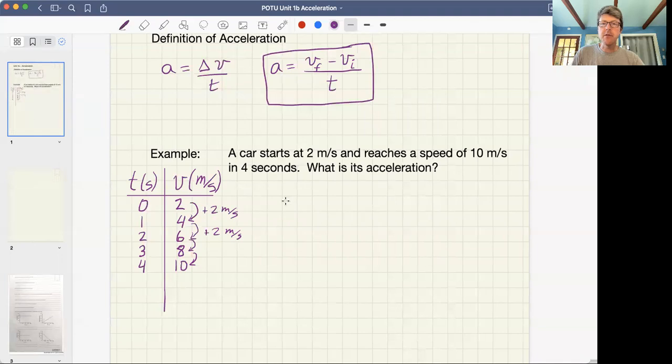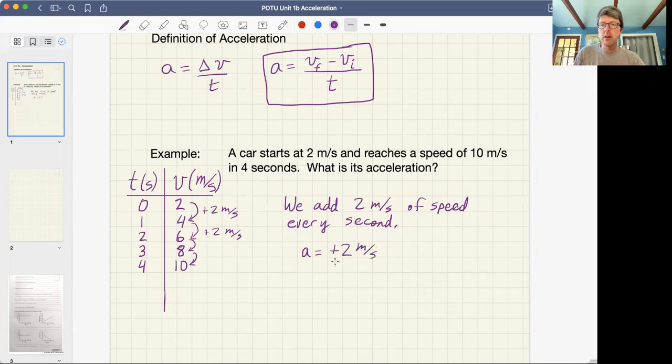So I'm going to write that a slightly different way. We add 2 meters per second of speed every second. So what that really boils down to is that the acceleration is plus 2 meters per second. So we add 2 meters per second every second. So that's 2 meters per second per second.